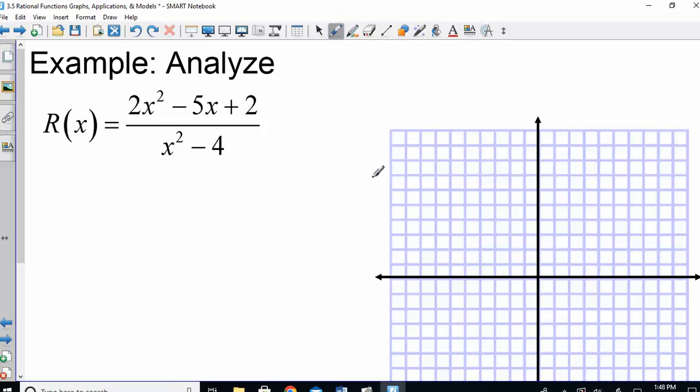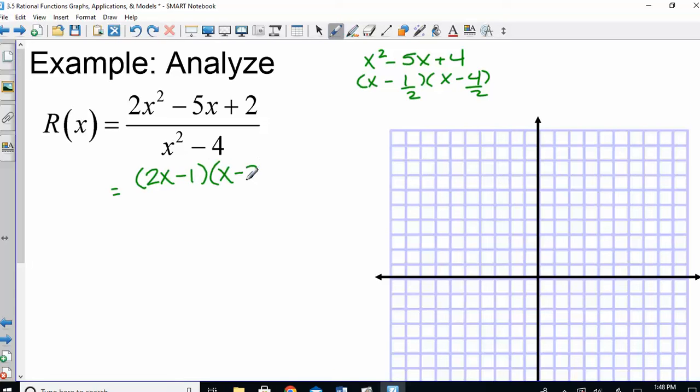So first step, factoring numerator and denominator. So what do I have to do to factor the top? Slip and slide. All right, multiply to 4, add to negative 5. And then we have to divide by 2. So we get 2x minus 1 times x minus 2.